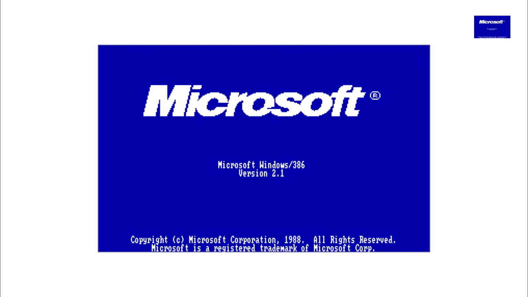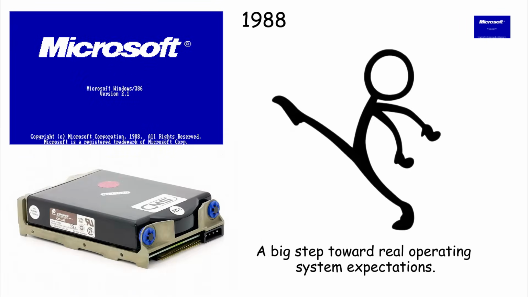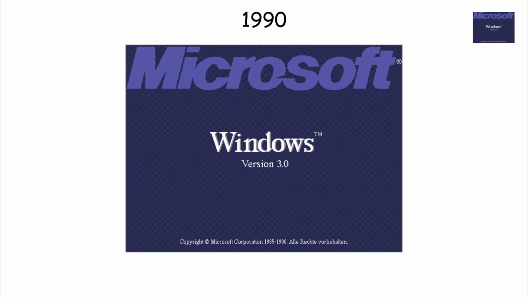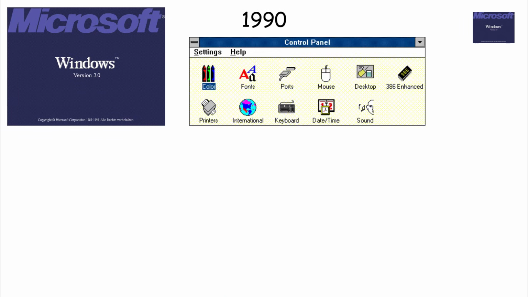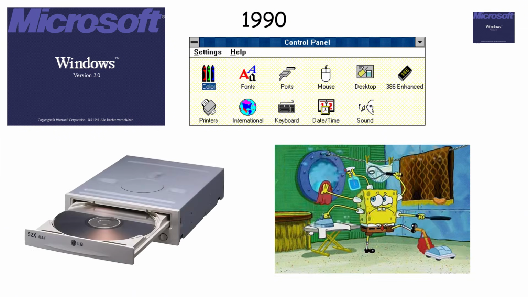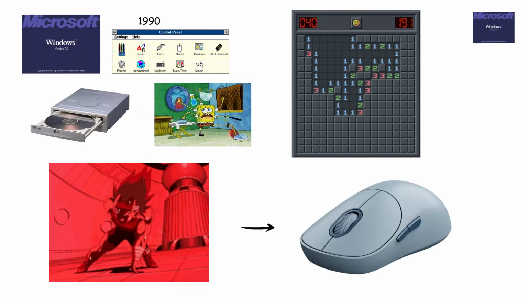Windows 2.1, 1988. The first Windows that required a hard drive. A big step toward real operating system expectations. Windows 3.0, 1990. The breakthrough. Icons, smoother multitasking, CD-ROM support, sound, and iconic games like Minesweeper that secretly trained the world to use a mouse.